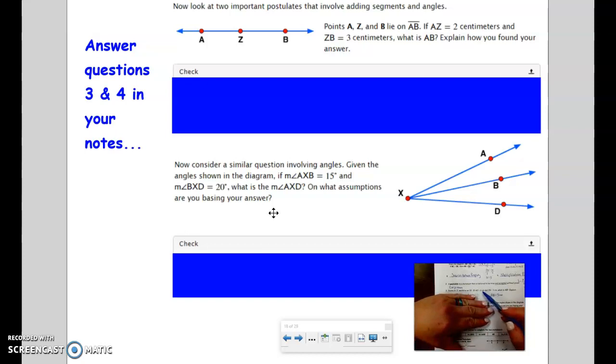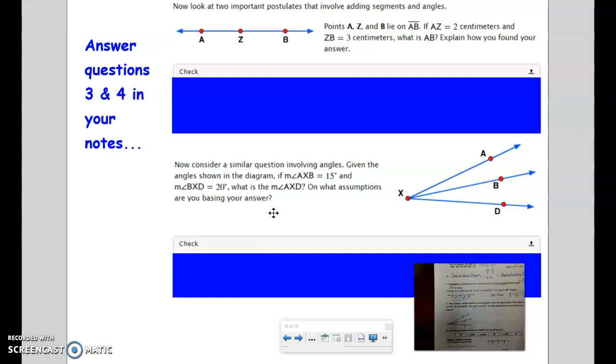Because we don't know for sure, if I don't have the picture, that Z is in between A and B. So, for instance, my drawing could have looked like this, with this being A, this being B, and this being Z. So now AZ is 2, ZB is 3. That doesn't make sense, does it? Okay, so it was an important assumption on our part to know that Z was between A and B for this to make sense, that these parts add up to be the whole.